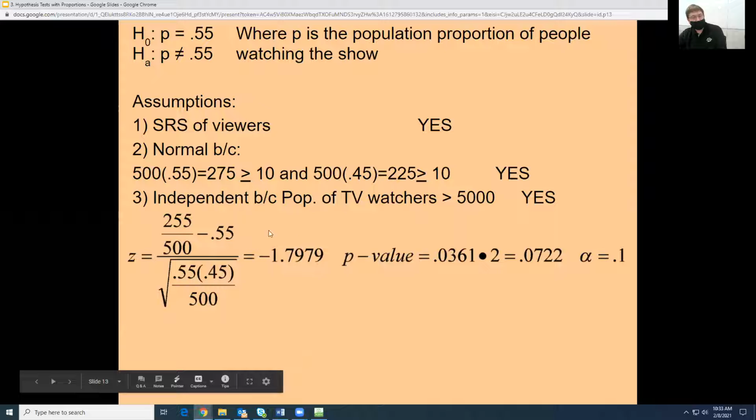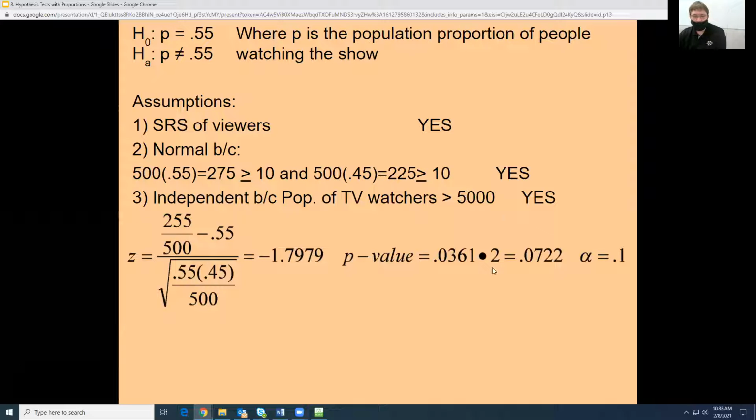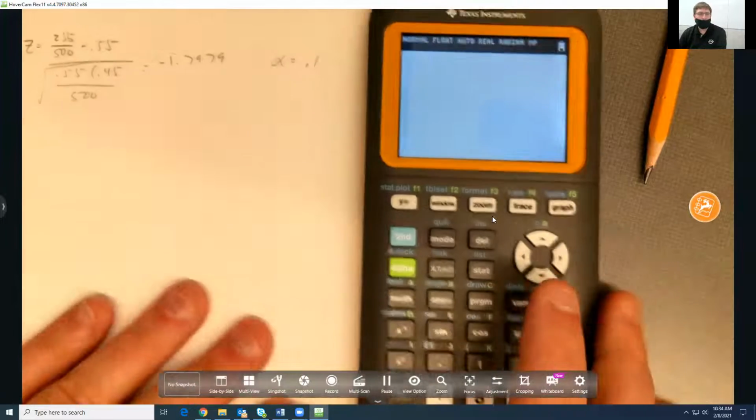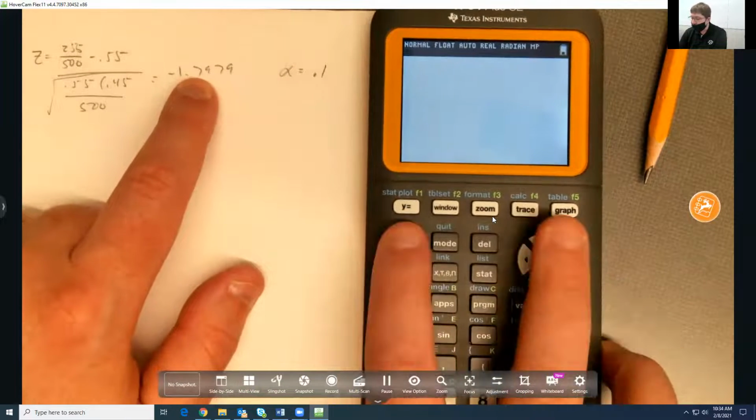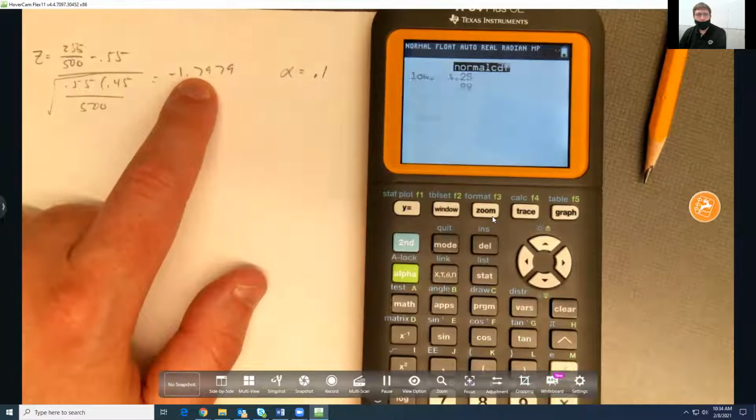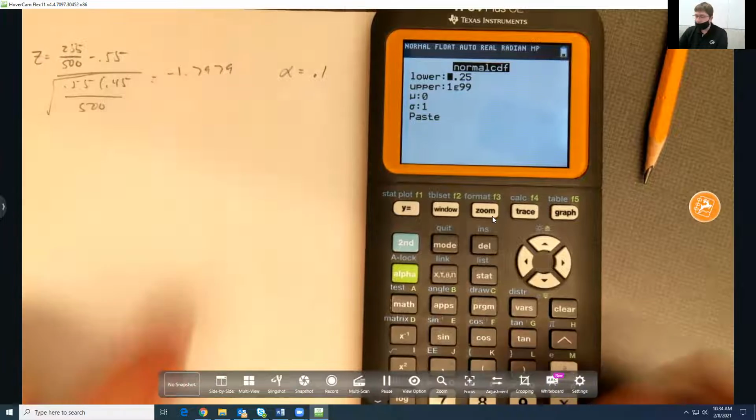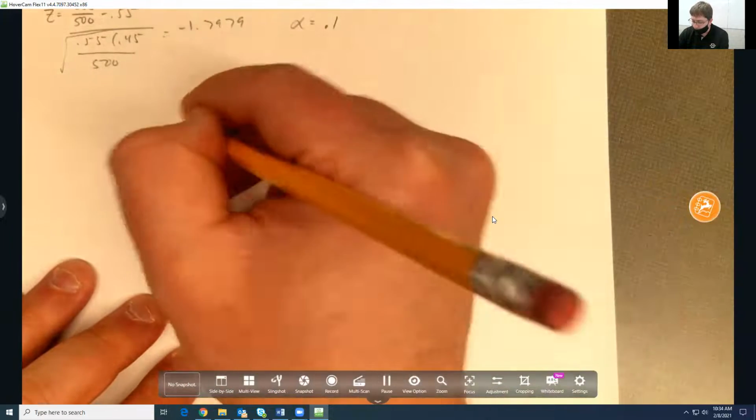So now I take this number and I plug it into the calculator. So let me show you guys how to do that. And then I'll explain the p-value and all that stuff. So you got your z-score. Now what? Second VARS, number 2. Since it's negative, we're just going to test the left side. So our graph looks like this.